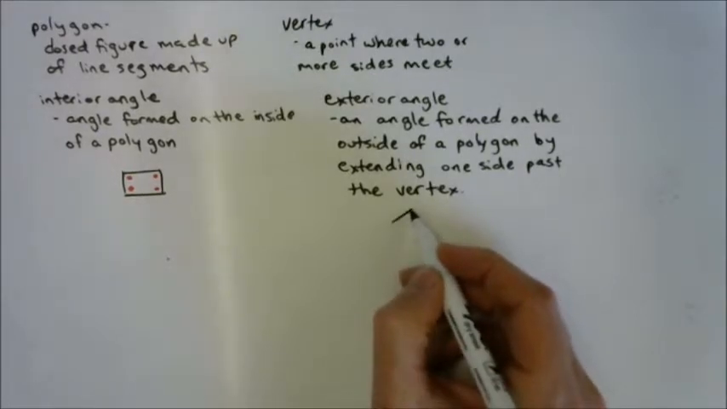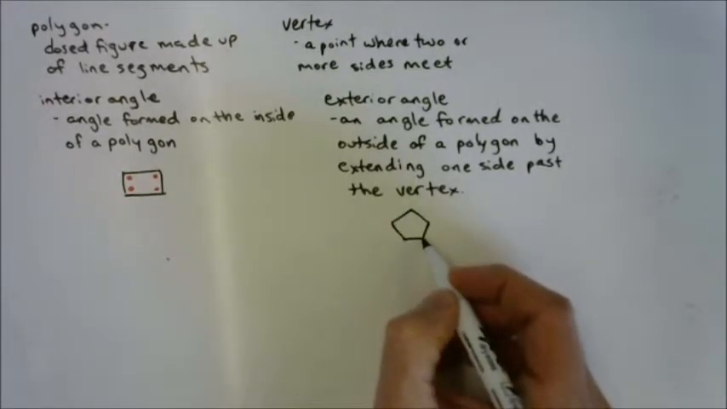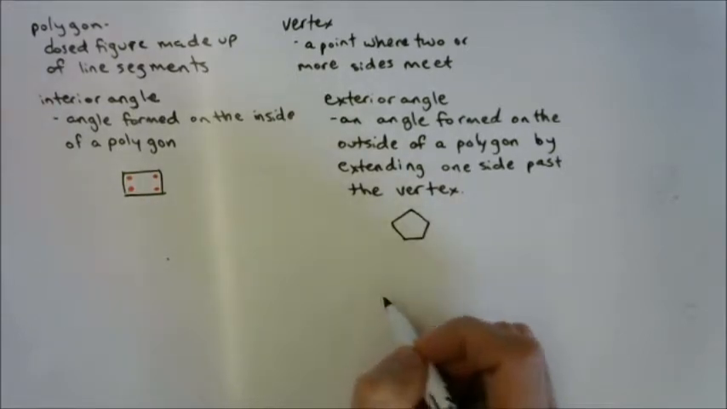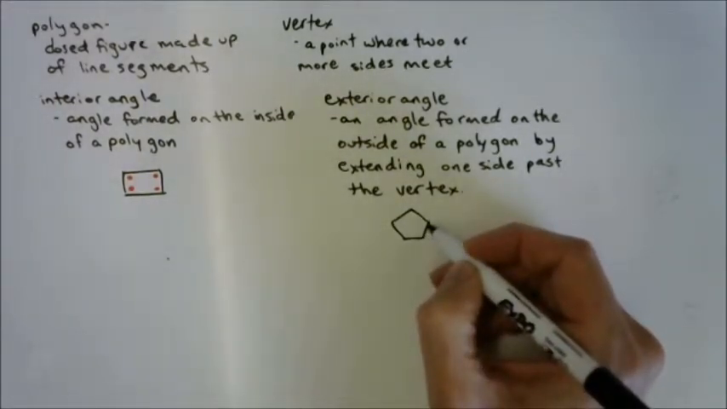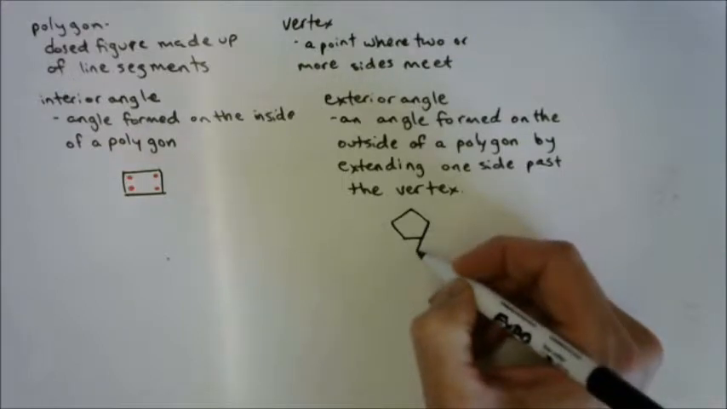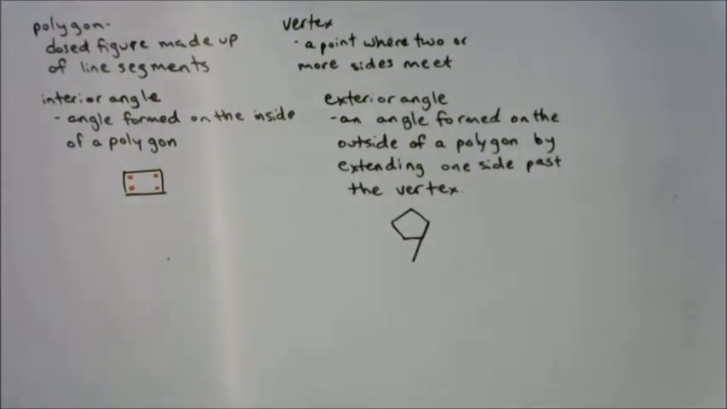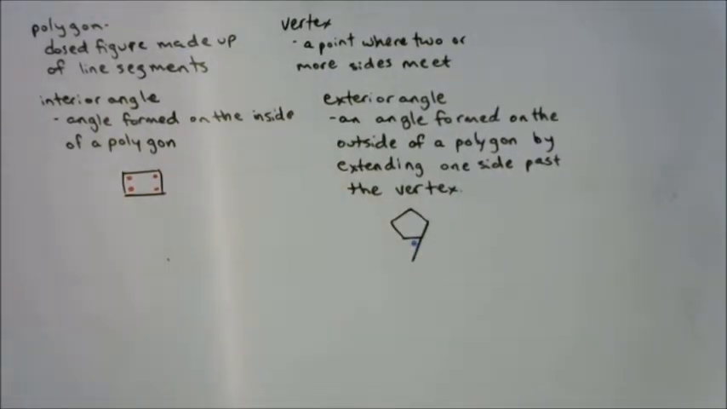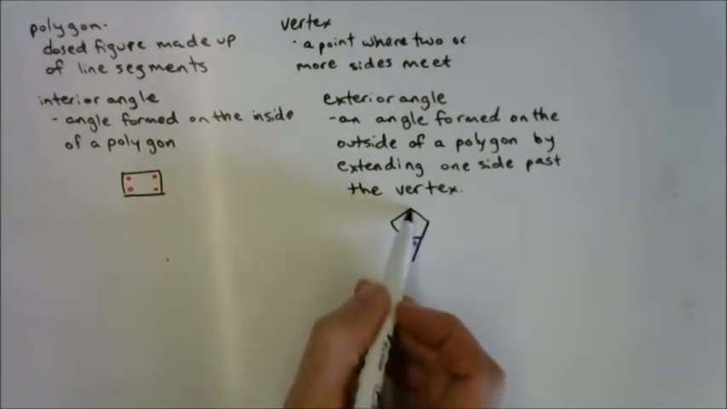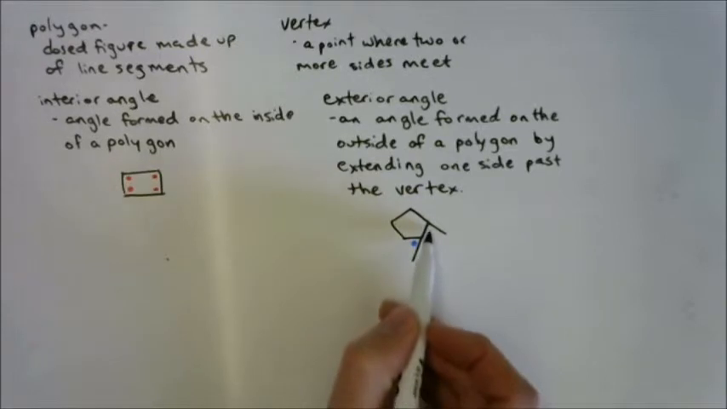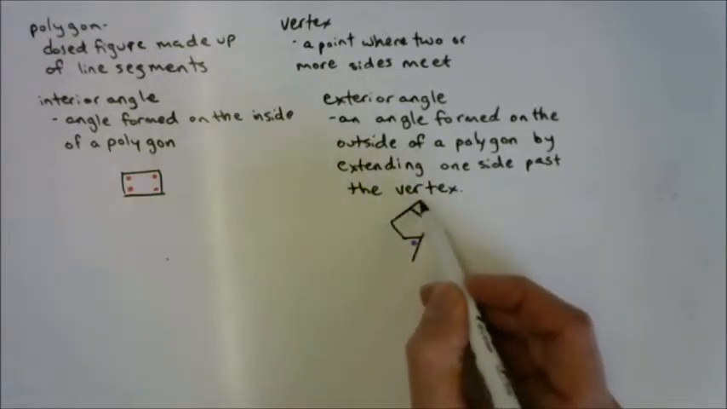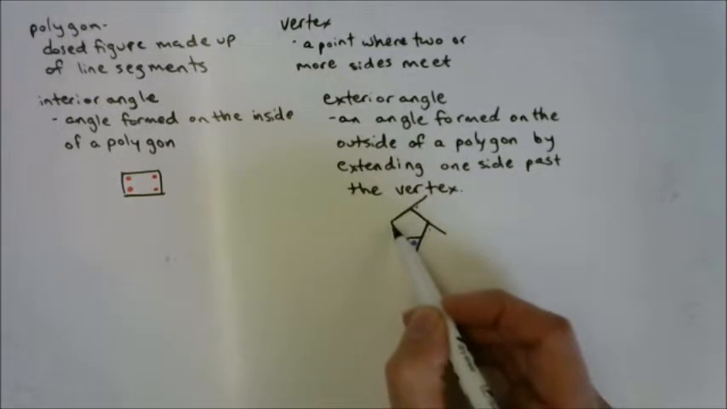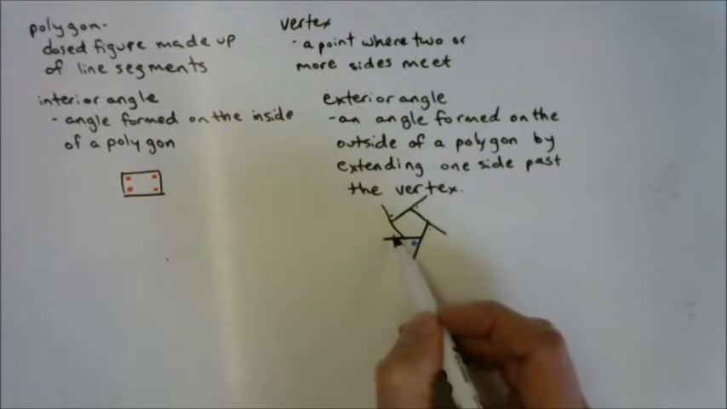So, let's take a regular-ish pentagon, and we've got 5 interior angles. And if I wanted to calculate or measure an exterior angle, I would have to extend one of the sides. Okay? And now I have an exterior angle. Okay? So on a pentagon, I can actually get more exterior angles. Okay? Here's one. Here's one. Here's one. And here's one.